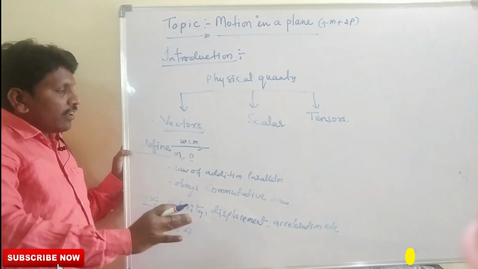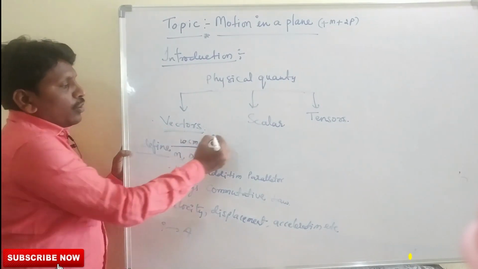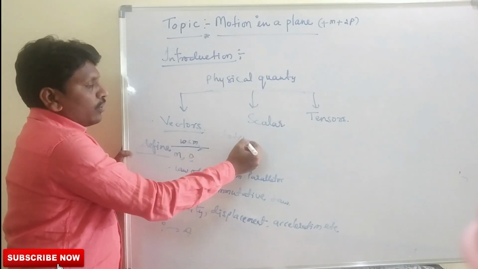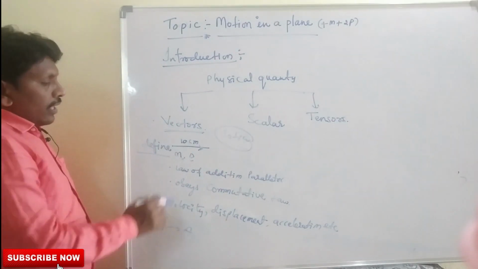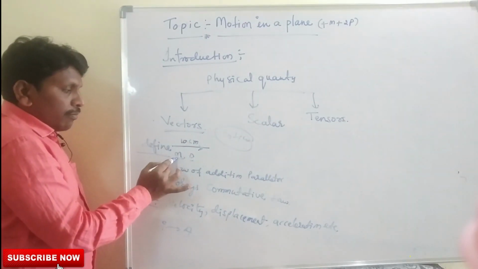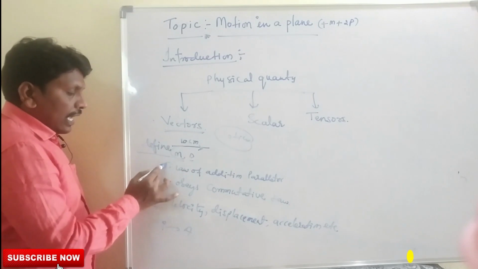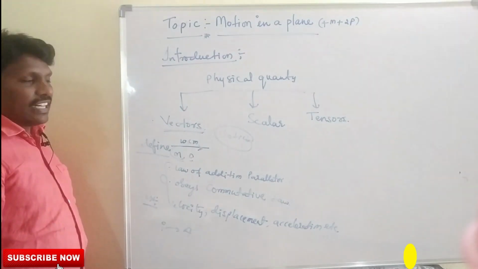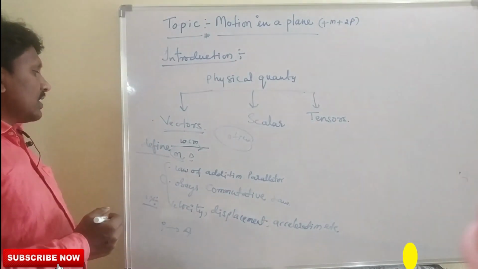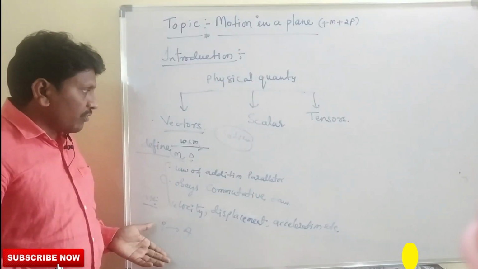This is a very, very important point to notice. A physical quantity must have these two properties and obey them, then we can simply call it a vector. So let's see the representation of vectors later.